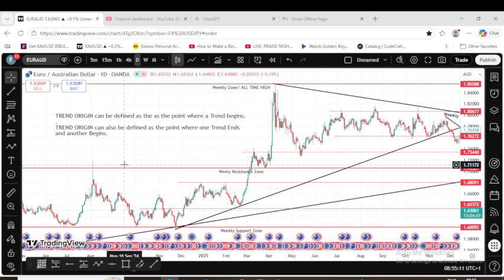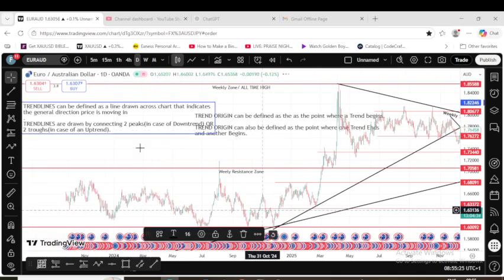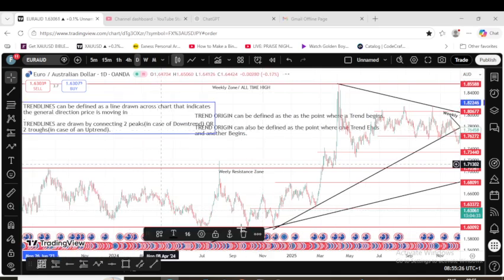So what is a trend origin? Trend origin can be defined as the points where a trend begins. It can also be defined as the points where one trend ends and another begins. Look at this one. This is from the old video, trend lines. So let's delete that. Don't need it anymore.